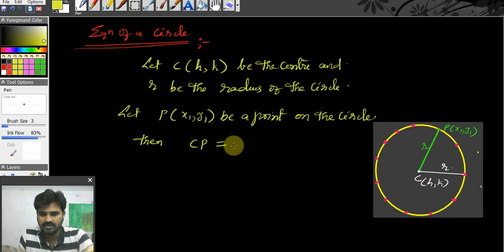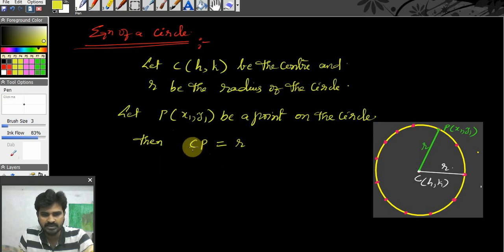CP is equal to what? Radius. What is the radius we have taken? R. So CP is equal to r, where C is (h, k) and P is (x1, y1). Now here CP is equal to r. CP means the distance between the points C and P.